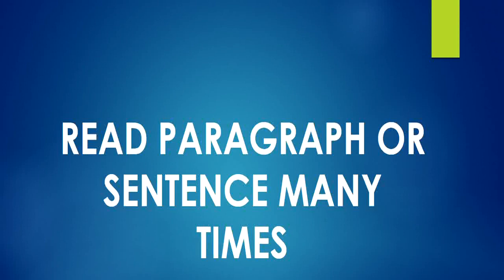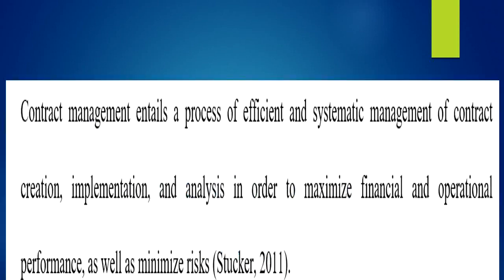So after reading it, you will understand it and then you will write it easily in your own words. As an example here, contract management entails a process of efficient and systematic management of contract creation, implementation, and analysis in order to maximize financial and operational performance as well as minimize risks. So if it's a paragraph, you have to rephrase it. So what you have to do first, read it 3 to 4 times.